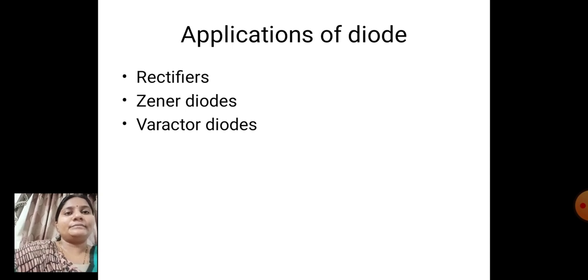Okay. What are the major applications of diode? Rectifiers, Zener diode and varactor diode. Rectifiers and Zener diodes are the future topics in our unit. Clear? We'll go in depth about these two topics, and varactor diodes we don't discuss. We'll see these two topics in later classes.